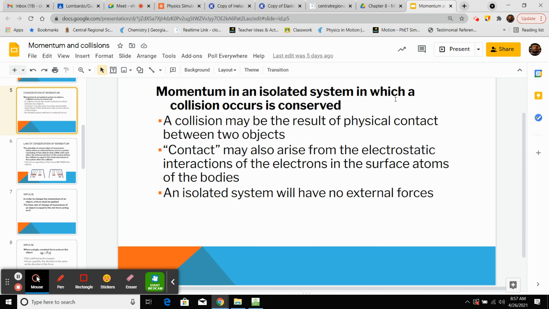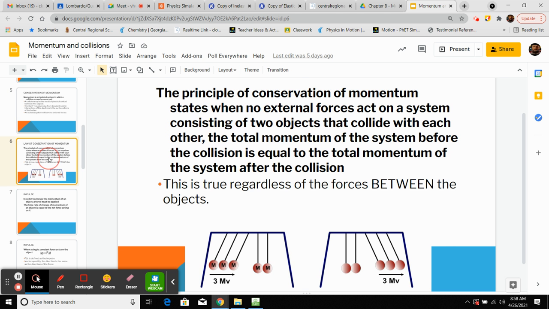So an isolated system, dudes and ladies, is pretty much when we're just looking at one specific case. We're ignoring everything else that's outside of it. So a collision is basically two things that make contact with each other. Now, in the isolated system, there are no other outside forces that we're going to pay attention to. We're ignoring them. They're not going to be involved in our problems, which is good.